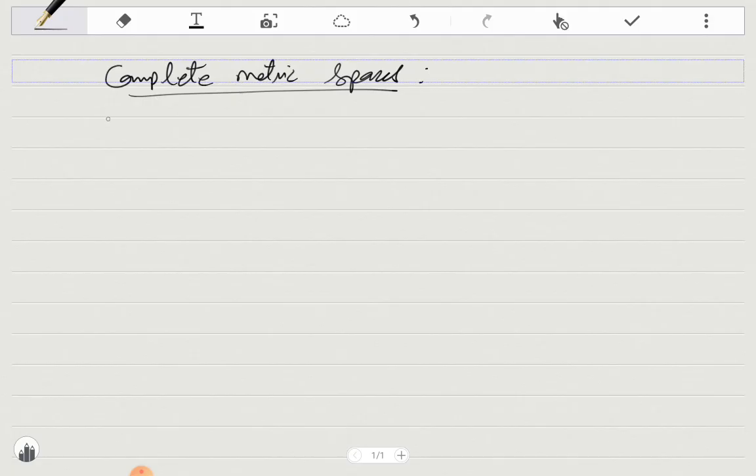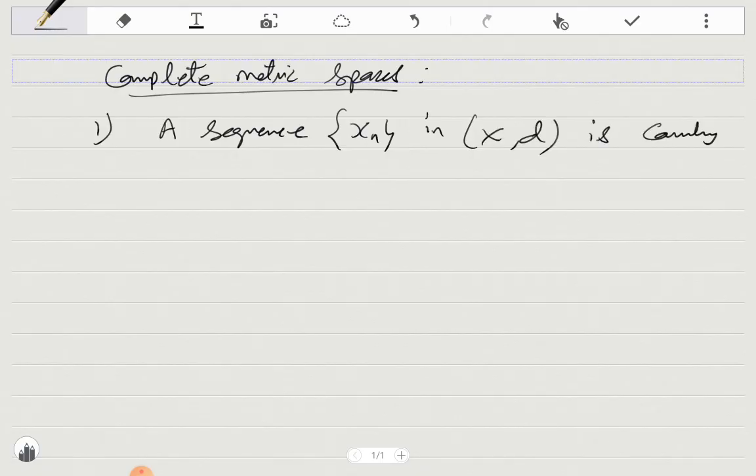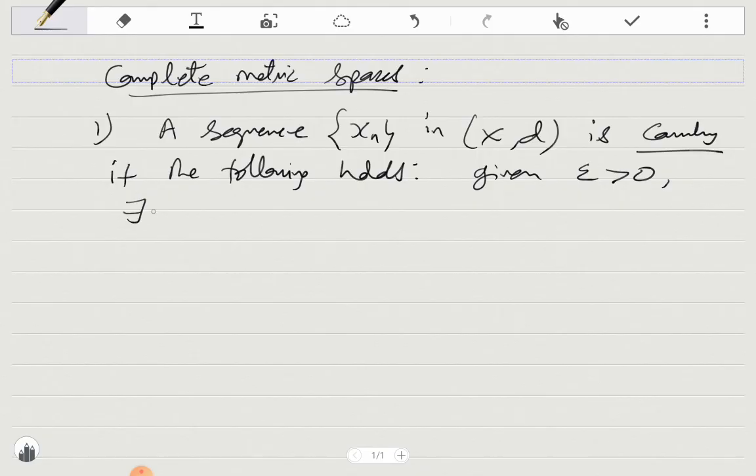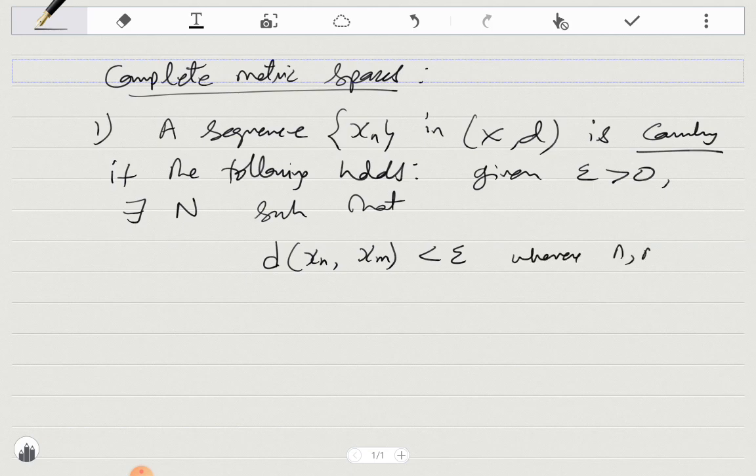So let's see. A sequence Xn in a metric space is Cauchy if the following holds. Given epsilon greater than 0, there exists capital N such that the distance between Xn and Xm is less than epsilon whenever n and m are bigger than this capital N.